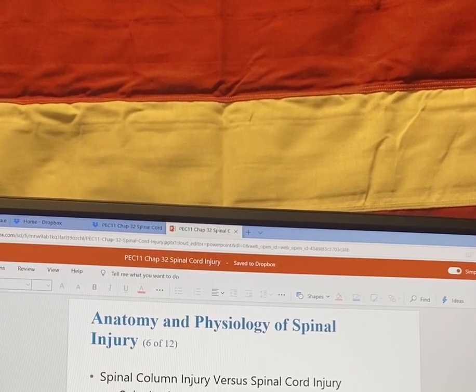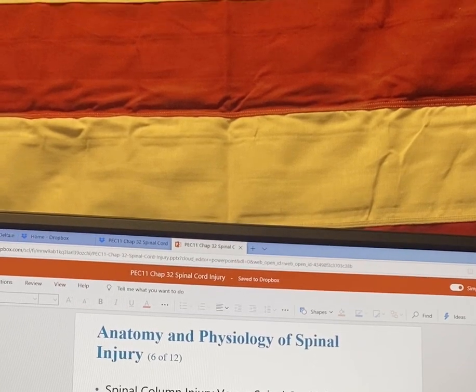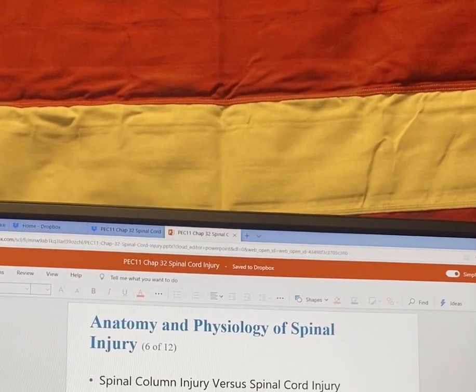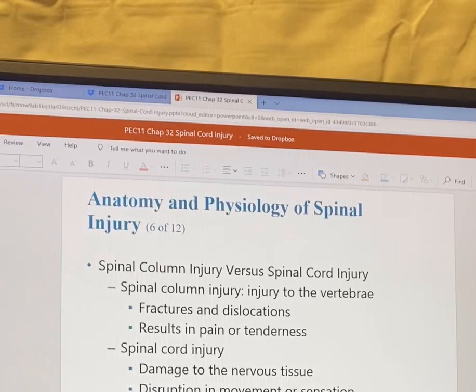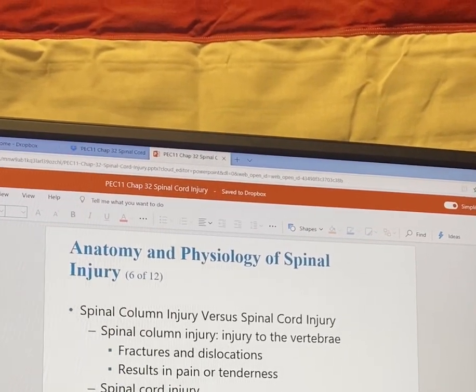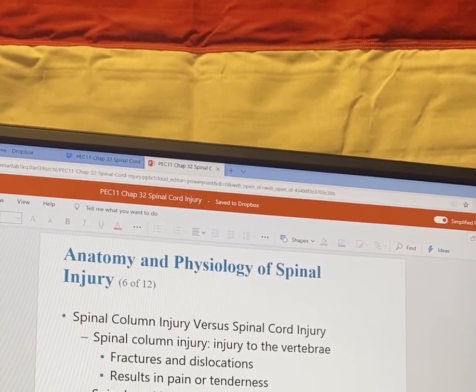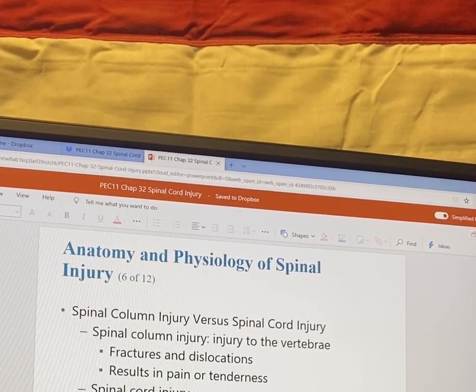Although a patient complaining of pain to the spinal column likely has a vertebral or spinal column fracture injury, they could have a vertebral injury without a spinal cord injury. A loss of motor or sensory function indicates a spinal cord injury.